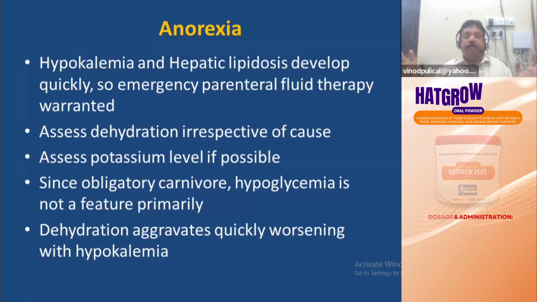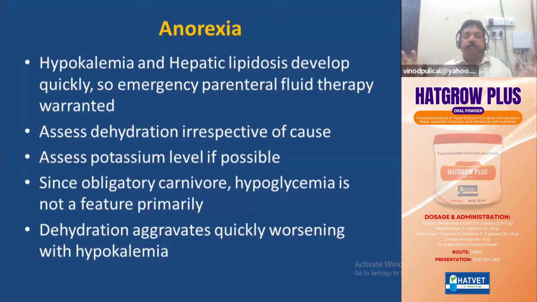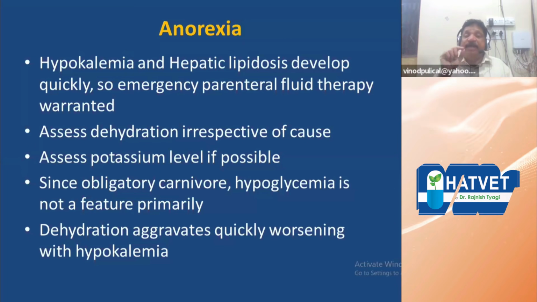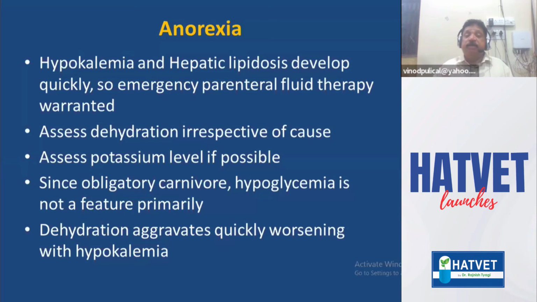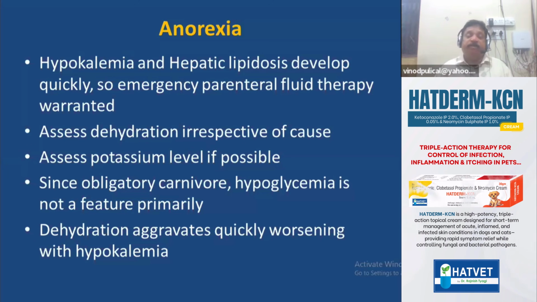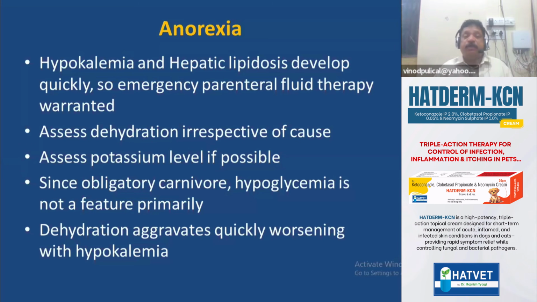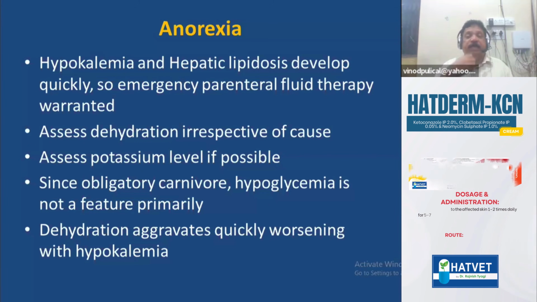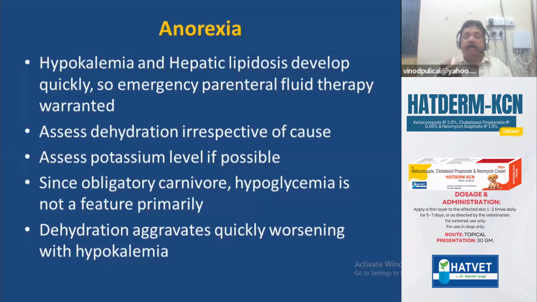Whatever be the cause, assess the level of dehydration. If possible, since the cat is highly sensitive to serum potassium levels, always try to assess the blood potassium level. They are obligatory carnivorous animals, so oral glucose is not needed. Because they are obligatory carnivores, they will eat or gulp muscle fibers, and muscle fibers contain glycogen.